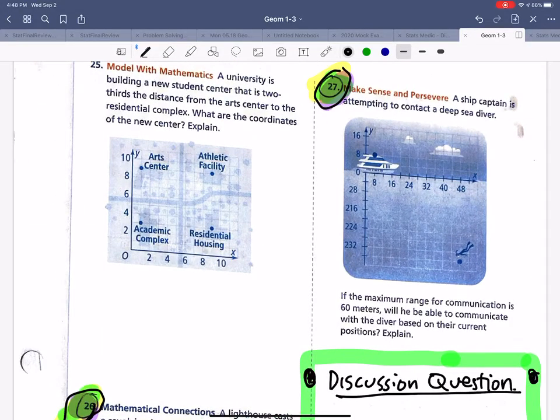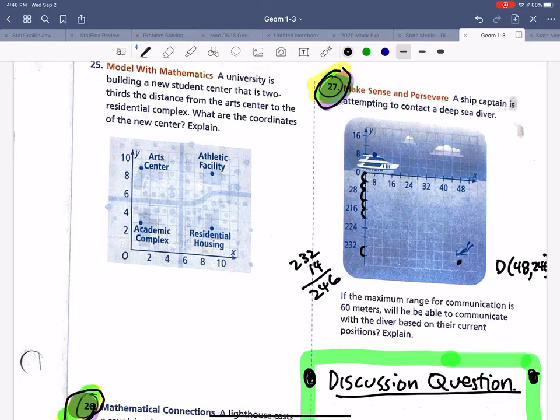A ship captain is attempting to contact a deep sea diver. Here's the diver. It looks like the diver is at 48. Help me out. Each mark looks like it's 14. That's weird, because 2 marks down is 28. So I just have to add 14 to 232. Okay, 246. Here's my 246. Beautiful.